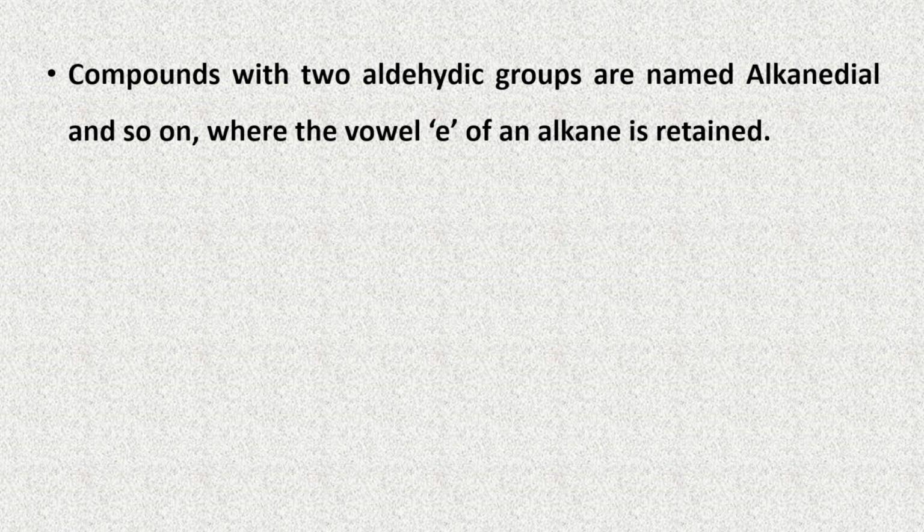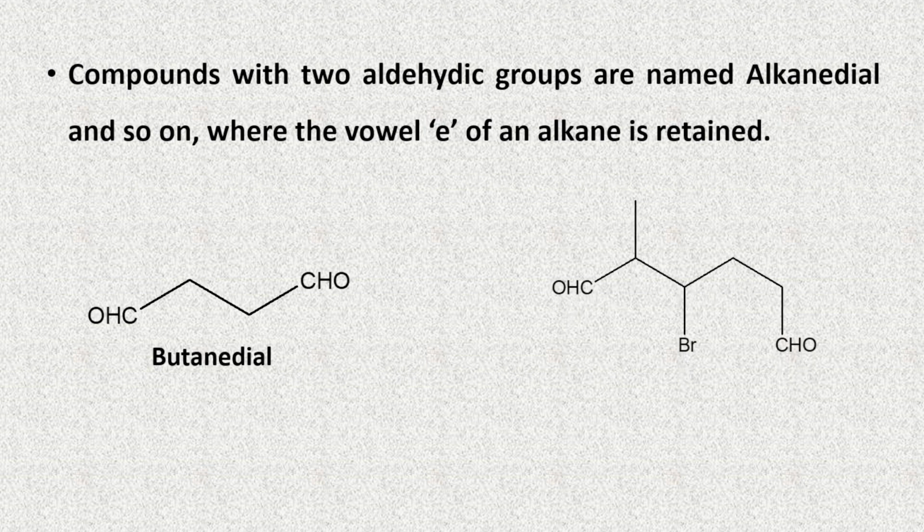If the compound has 2 aldehydic groups, it is named as alkane diol, such that the E of the alkane is retained. For example, butane diol. In the second compound, the numbering must be carried out from the left end as per the least sum rule. So its IUPAC name is 3-bromo-2-methyl-hexane diol.